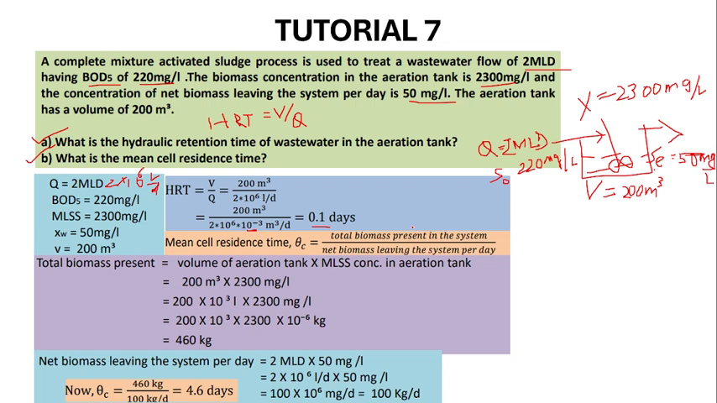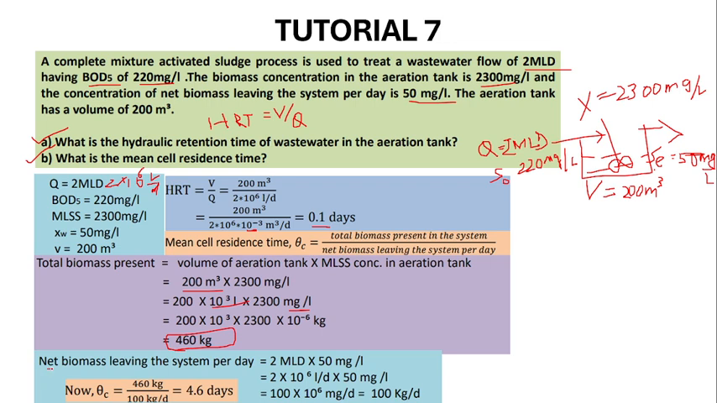The total biomass in the system is given as 2300 mg per liter, and you know the volume of the tank is 200 meter cube. To find the total biomass present, you just multiply 200 meter cube by 2300 mg per liter. Now convert the meter cube to liter, so 200 into 10 power 3 into 2300, and the mg is converted to kg. Finally, you will obtain the value of 460 kg. This is the total amount of biomass present.